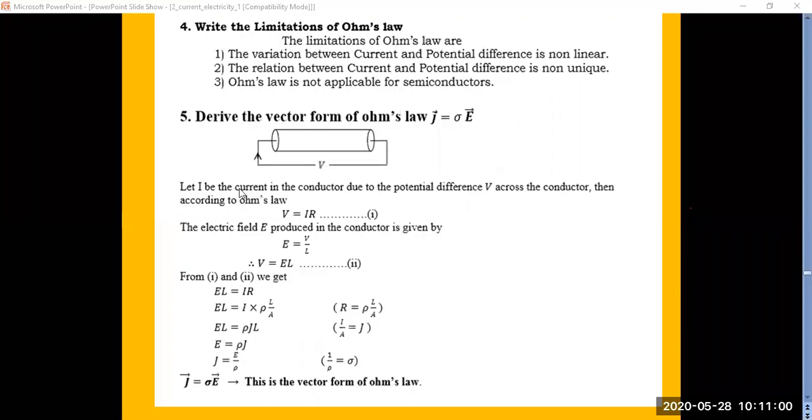I'm repeating it. We are deriving the vector form of Ohm's law in terms of J and capital E. We are considering I to be the current in the conductor. The potential difference will be V. Then according to Ohm's law, V equals I into R. Call that equation 1. Now we have a term here called E. That is nothing but the electric field.